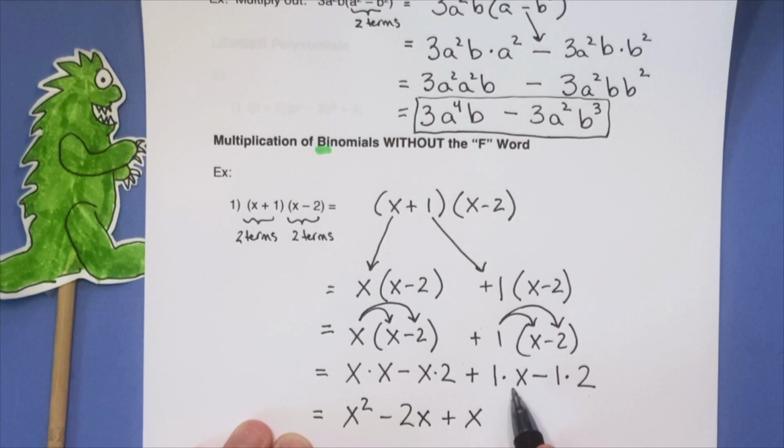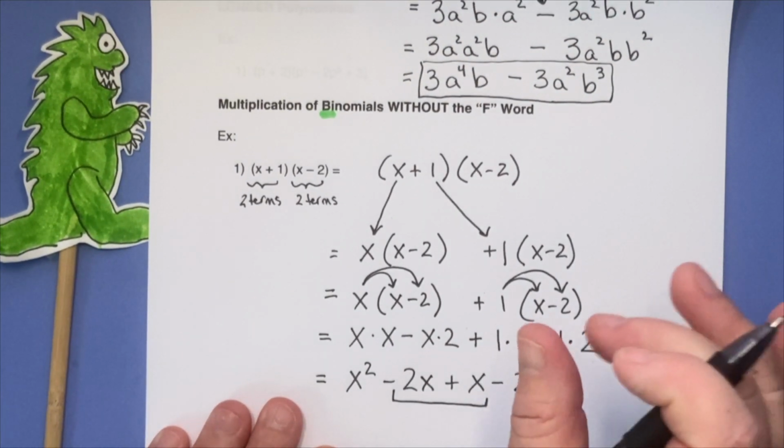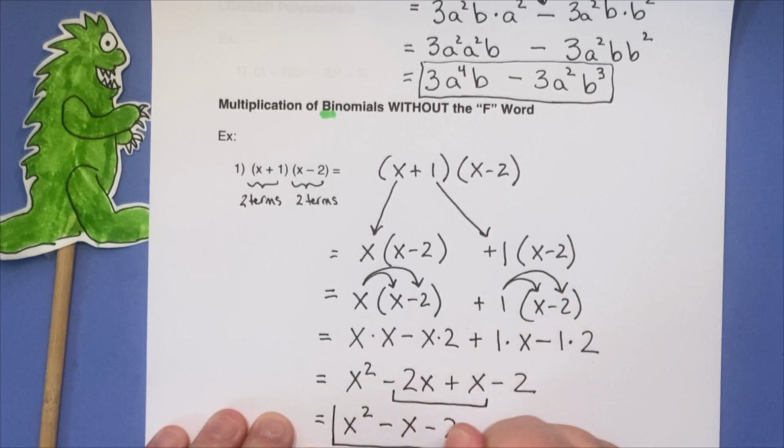Remember, if we've got 1 times a variable, you can just write the variable, minus 2. And then a lot of times, these two terms in the middle will simplify. They will combine. So we can actually take them and make them smaller. By which I mean I can combine them, and negative 2x plus 1x is negative 1x. And that's my final answer.